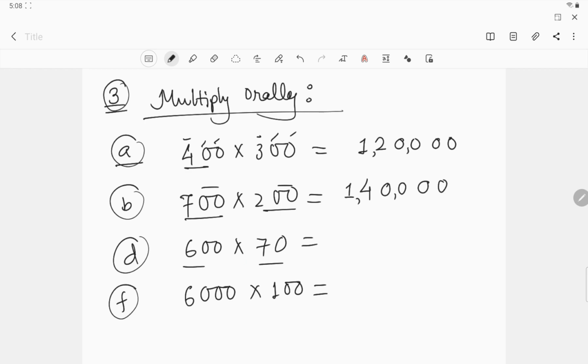Similarly, 600 into 70. How many zeros in total? 1, 2, 3. Write down 3 zeros on the right side of the product, and now multiply 6 by 7. 6 into 7 is 42. So 42,000 is our answer. Similarly, 6 into 1 is 6, and write down all the zeros: 1, 2, 3, 4, 5. So this is our answer. 6 lakh is our product, right? Very easy.